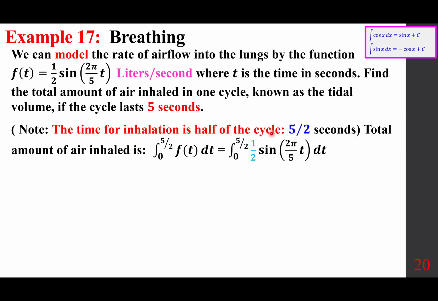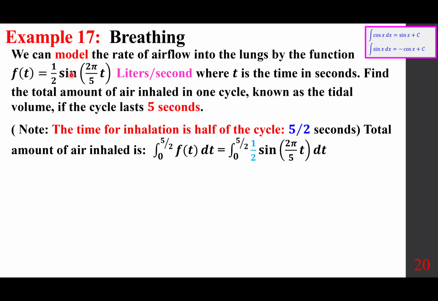On a normal basis, it is half of it. The whole thing takes 5 seconds, half of it in, half of it out. So 5 halves, this number divided by 2. The total amount of air would be the integral from 0 to 5 halves of f of t dt. Okay, so that's the total amount, because that's the rate, liters per second.